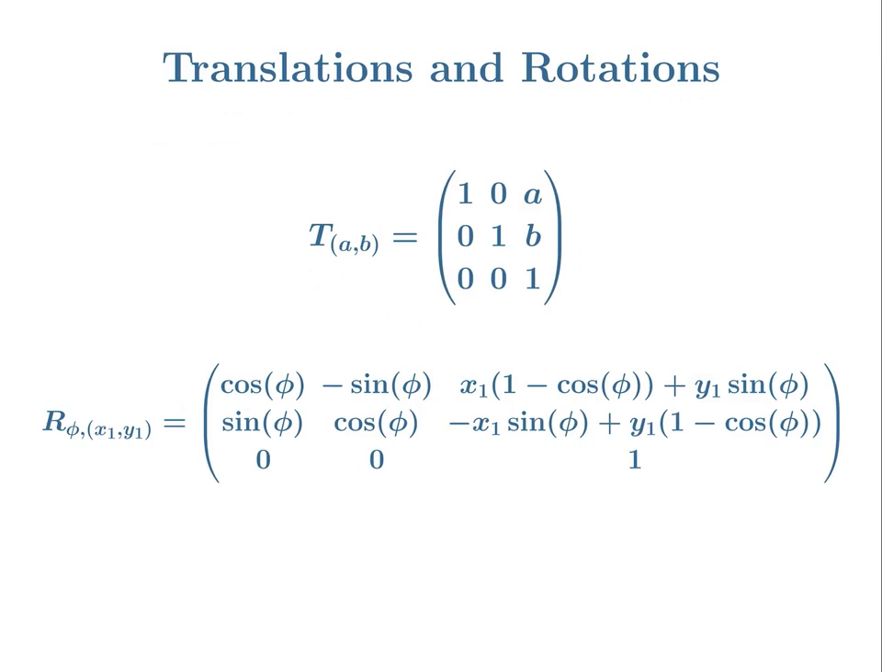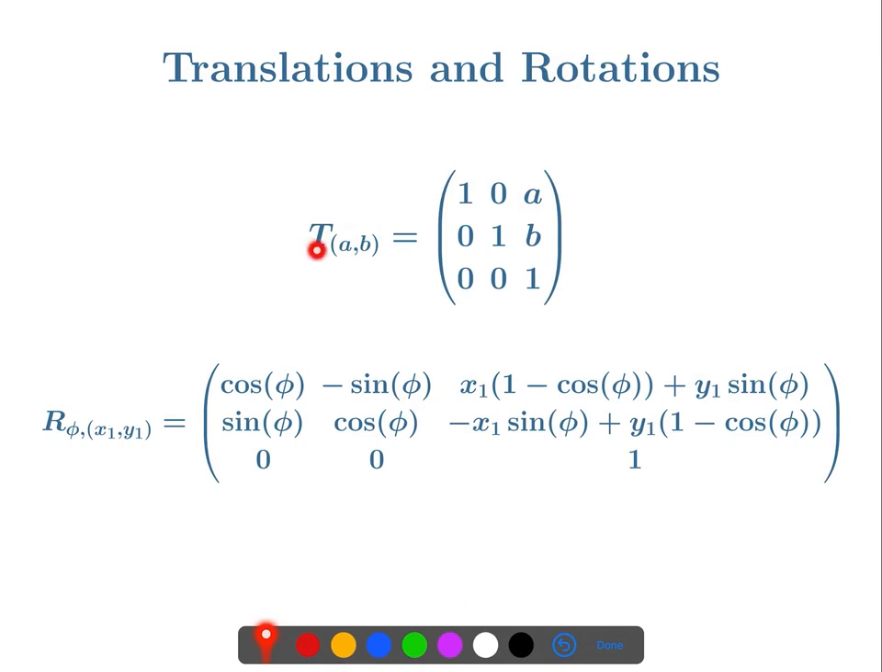We saw in a previous lecture how to use these matrices, the translation matrix. We were translating by AB, and this rotation matrix, where we're rotating around a point x1, y1 counterclockwise by an angle of phi, and how these matrices can be used for translations and rotations of a point in a plane.